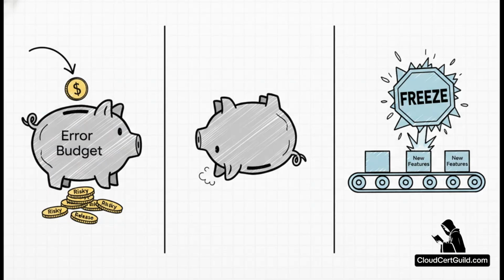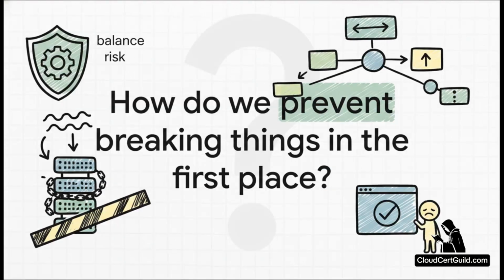The easiest way to think about this is like a monthly budget or an allowance. You get a certain amount of downtime you can spend on things like launching a risky new feature. But, and this is the key, if you run out of money, if that budget hits zero, you have to stop spending. All new feature releases are frozen until you've made the system more reliable and earned some of that budget back.